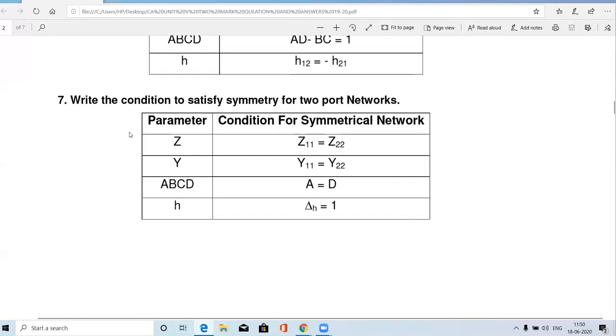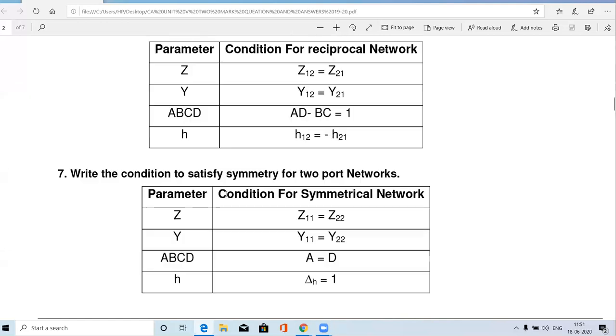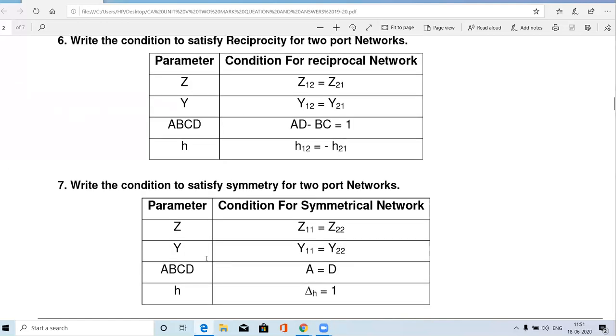Okay, and the next question is, write the condition to satisfy symmetry, that is the symmetrical property for a two-port network. If a two-port network is said to be a symmetrical network, what are the conditions to be satisfied? For reciprocal we discussed already. Similarly, what are the conditions in order to say the two-port network is a symmetrical network?